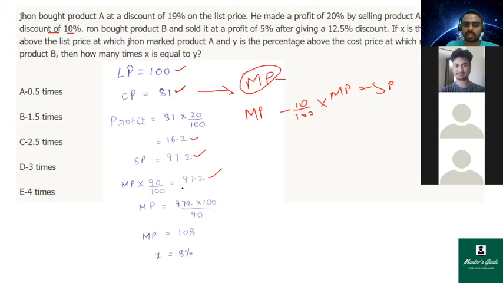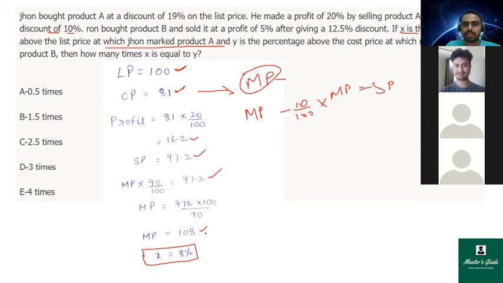Just by simplifying it, you'll get the mark price as 108. When you go back to the question, it says X is the percentage above the list price at which John marked product A. So 108, here you can see on the list price there is an 8% markup. That is nothing but X as per the question.